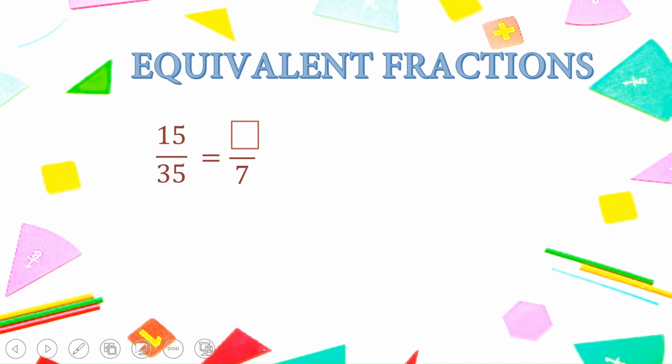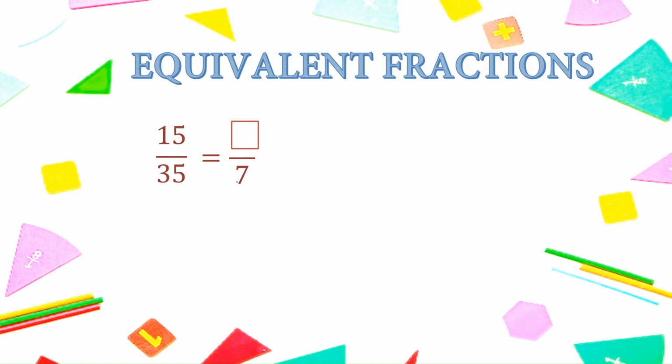Consider another example. 15 upon 35 equal to, we don't know the upper value, upon 7. Now the value has decreased, which means it was divided by a particular number.